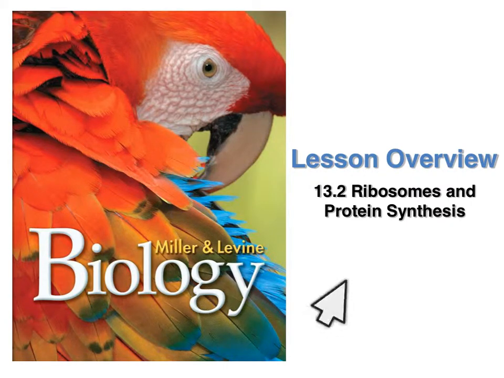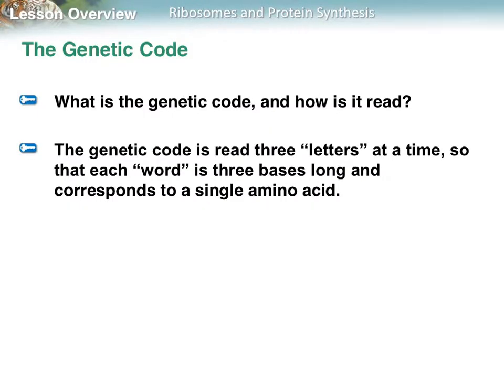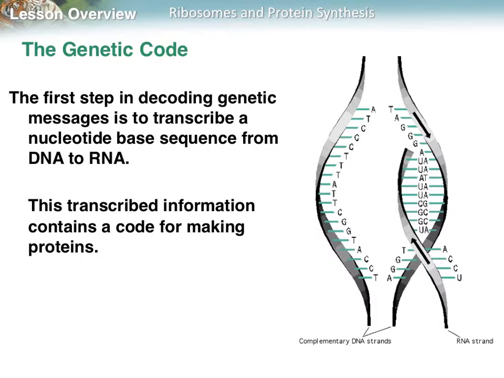Today we're going to talk about those ribosomes and how they actually do protein synthesis, or make proteins. What is our genetic code and how is it read? The genetic code is read 3 letters at a time, or 3 bases at a time. So each word in our genetic code corresponds to a single amino acid.